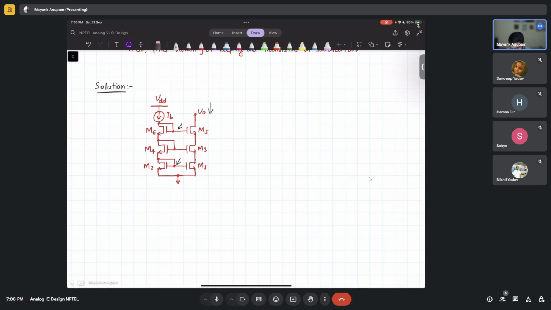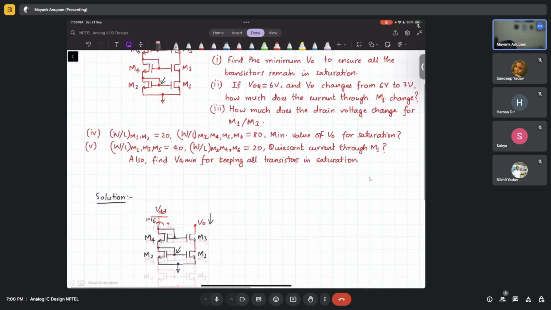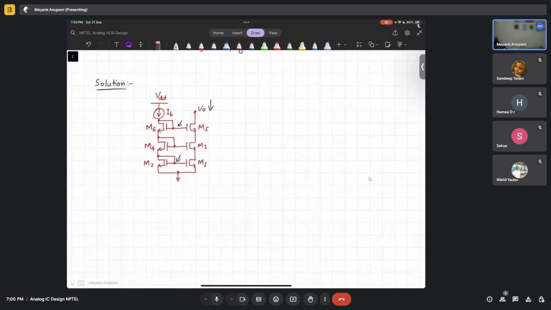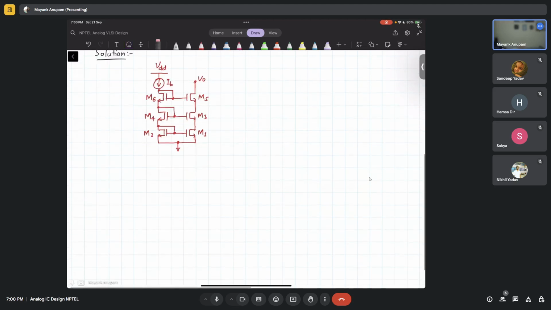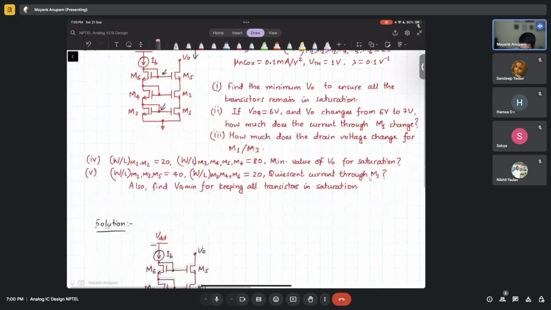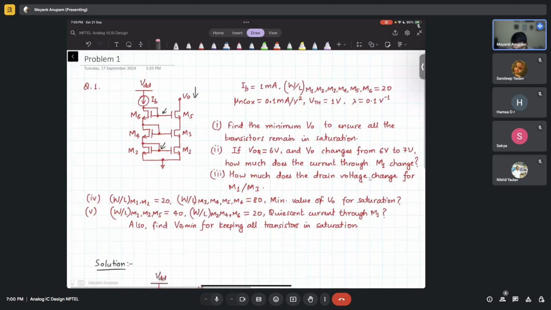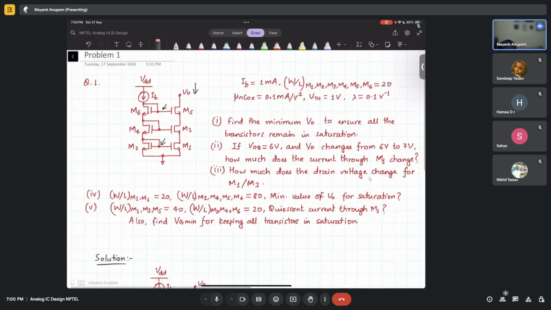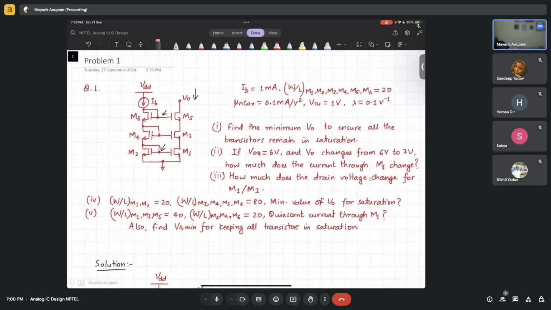Hmm. This is a situation. So here, okay. So let's quickly do this now. What is IB? IB is 1 milliampere. So here we have to assume channel modulation is... We can neglect channel modulation for this.